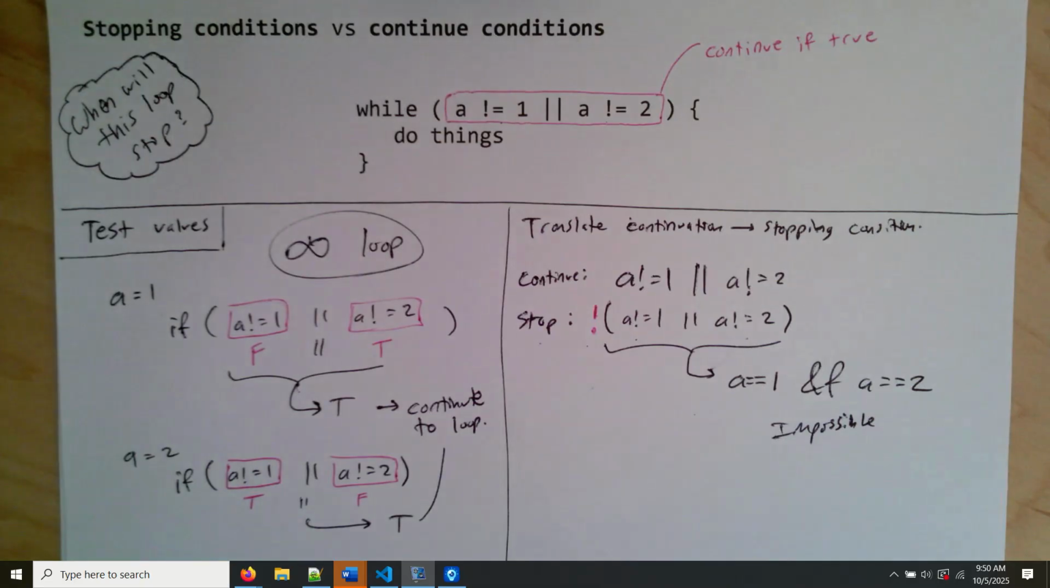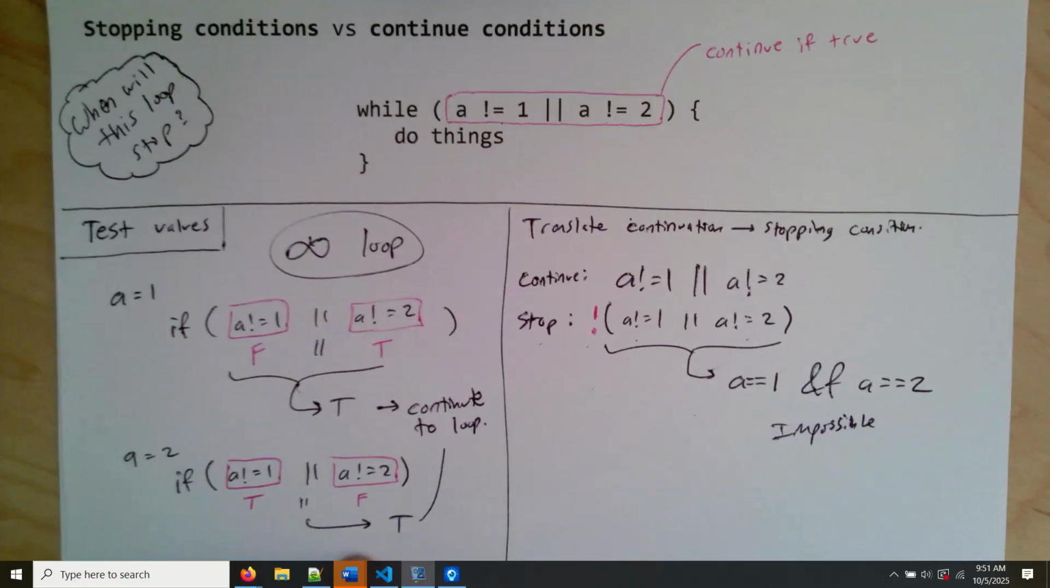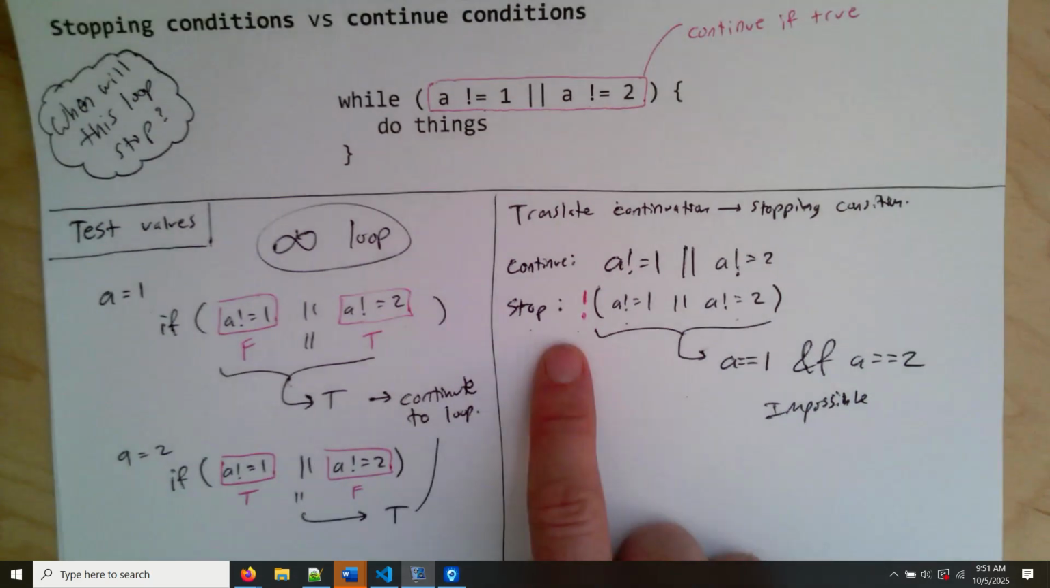Okay, so this was sort of an abstract example. What is this a? What does it represent? Why do we have this stopping condition? So now let's look at a couple of real-life programming scenarios where it would be very easy to write the wrong loop condition. And what I want you to do is think through, could you test a value to see, does the loop condition make sense? Could you translate into a stopping condition to see if it makes sense?